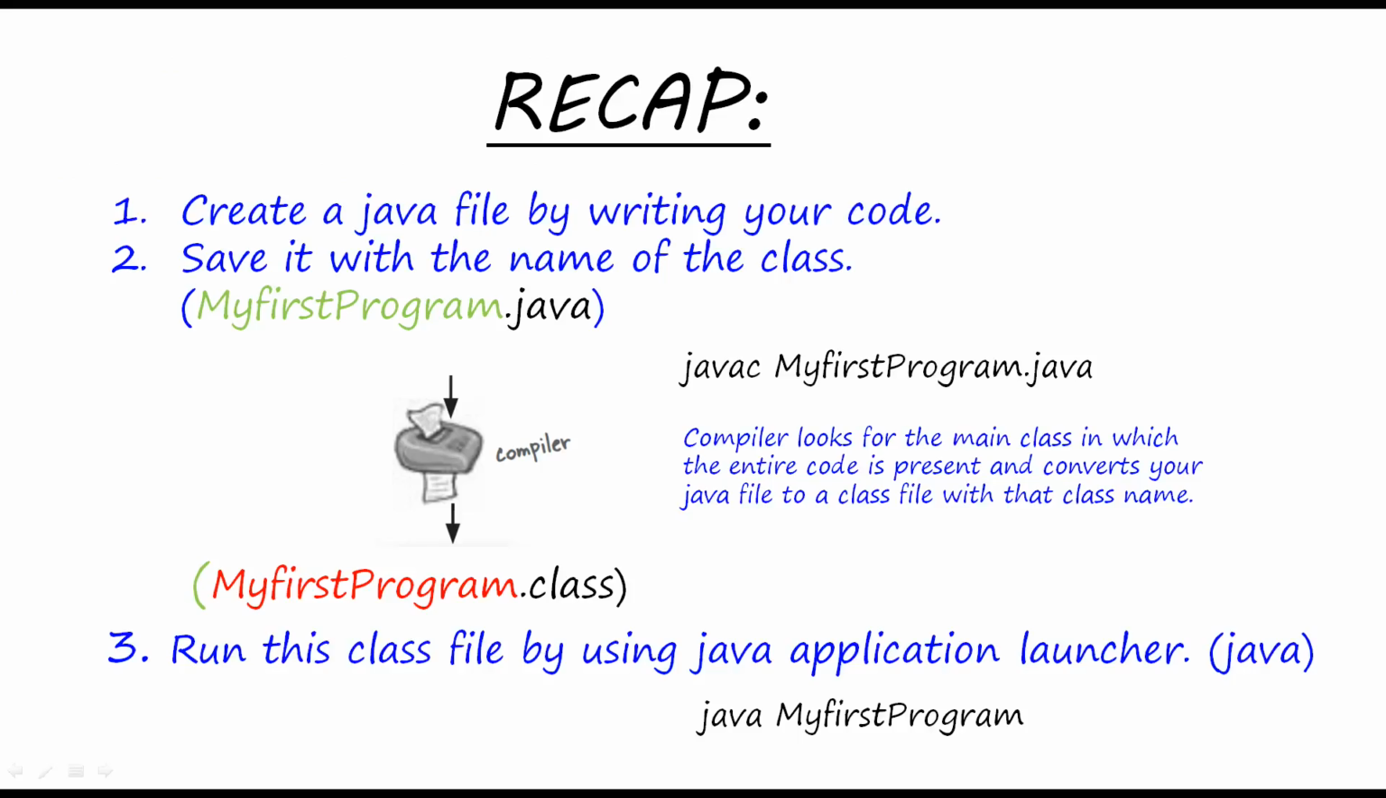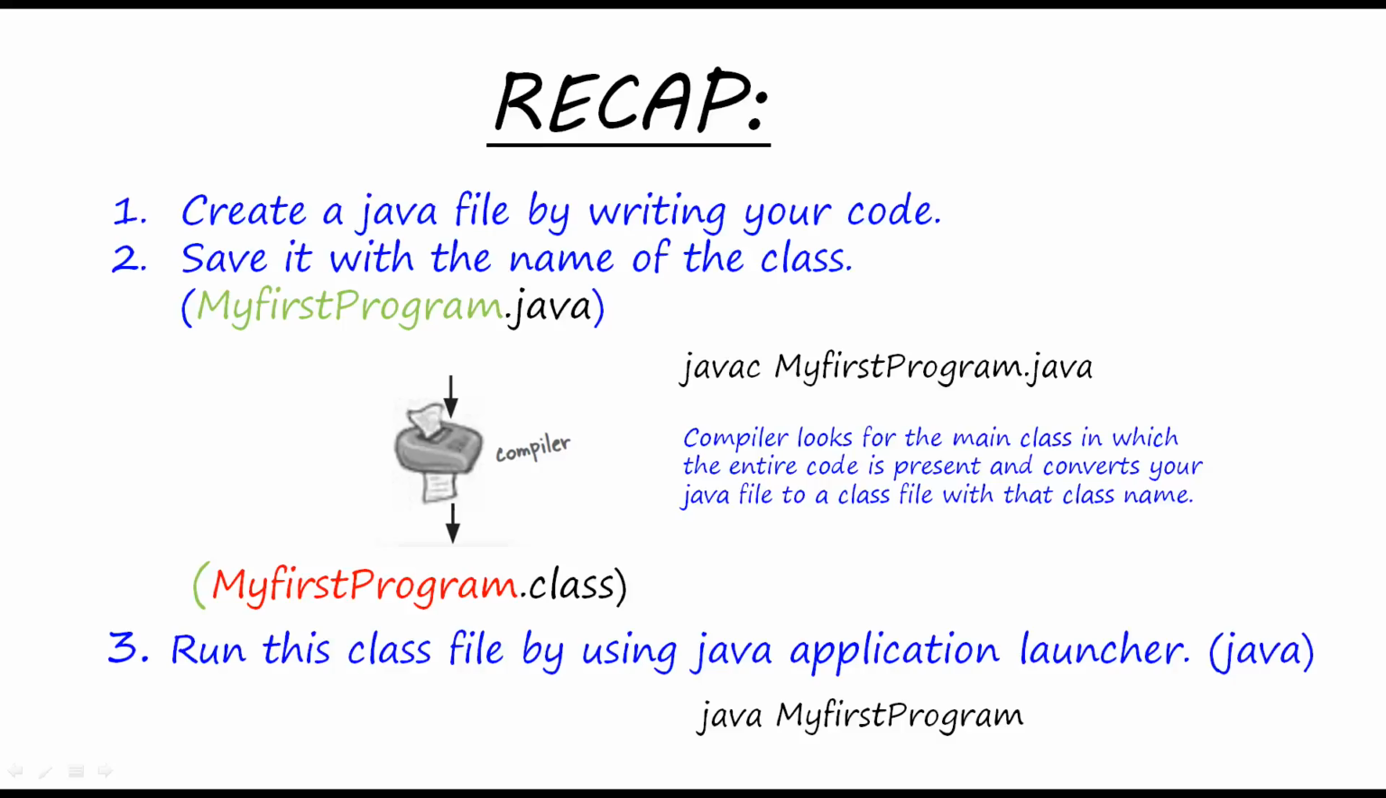Now let us recap what we did. We created a Java file named myfirstprogram.java. I asked you to save your Java file with the same name as your class, because the Java compiler converts your code and stores it in a class file having the same name as that of your class.